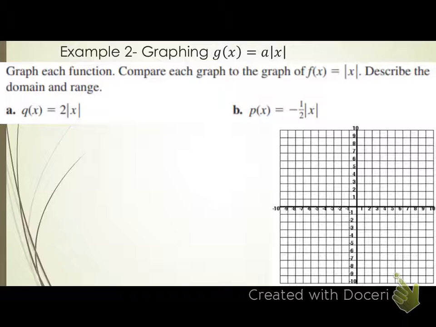Moving on. Example 2. Graph each function. Compare each graph to the graph of f of x equals the absolute value of x. Describe the domain and range. I'm going to graph my parent function real quick. I'm not going to put all the points. I'm just going to draw the lines.